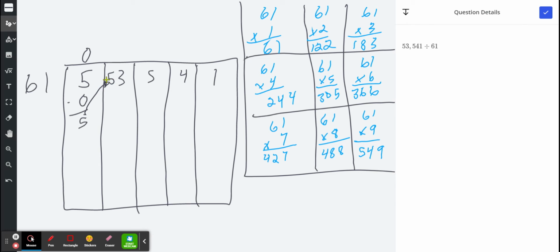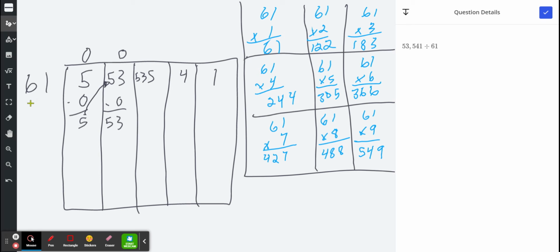Okay, now we're going to check again. How many times does 61 go into 53? Well, not at all, right? If you look at our list here, the first one is 61. So we put a 0 again. 0 times 61 is 0. We're going to subtract to find the difference, 53. So I take both of those digits and put them with the next digit. Now, finally, we have a big enough number where 61 is going to go into it sometimes.